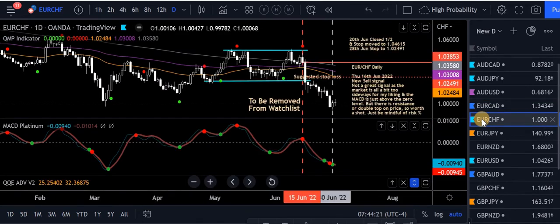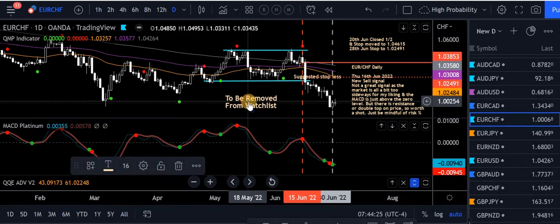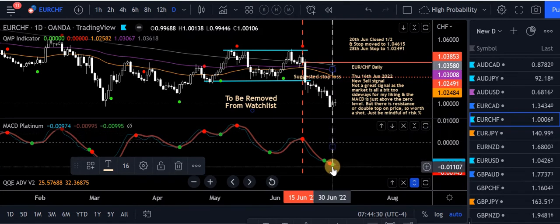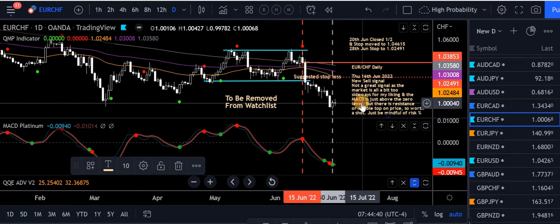Euro Swiss highlighted in light blue means I've taken some action. It is also going to be removed from my watch list soon. We've had a warning signal on, so there's a new green dot on the MACD platinum below the 0 level. So that's hence the grey vertical line, which just gives me a heads up that something's about to change. You can read my notes.